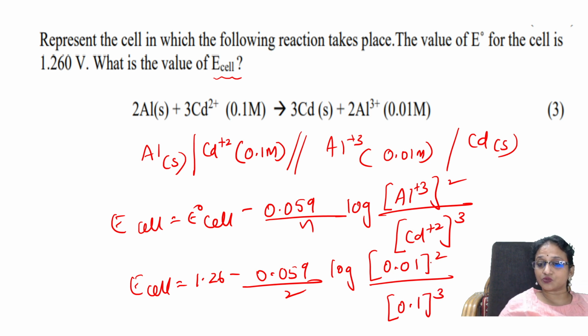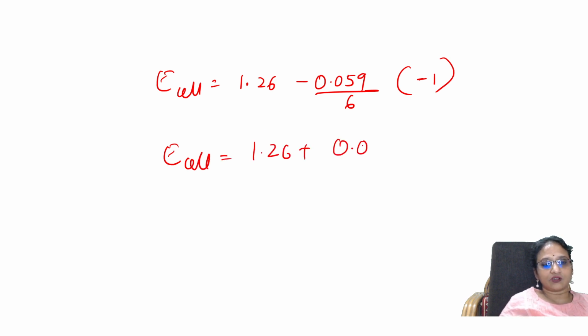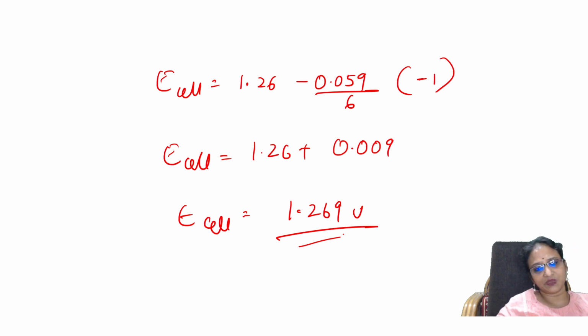Simplify, make it base 10. This is 10 raised to the power of -2, correct? So square it and solve it. When you solve it, you get E cell is equal to 1.26 minus 0.059 by 6, into -1 once I solve it. I made everything base 10. When I solve this further, I get this answer, so E cell is equal to 1.269. So anything easy, make it base 10.